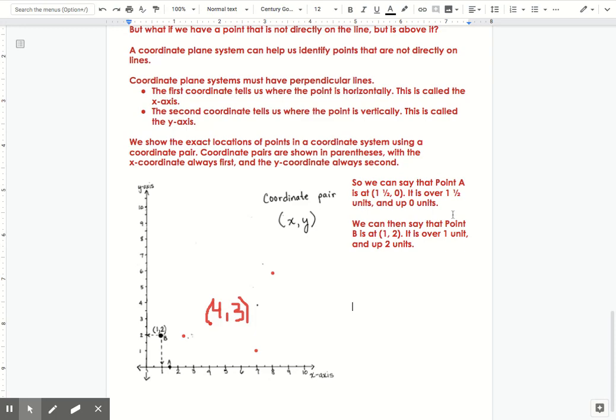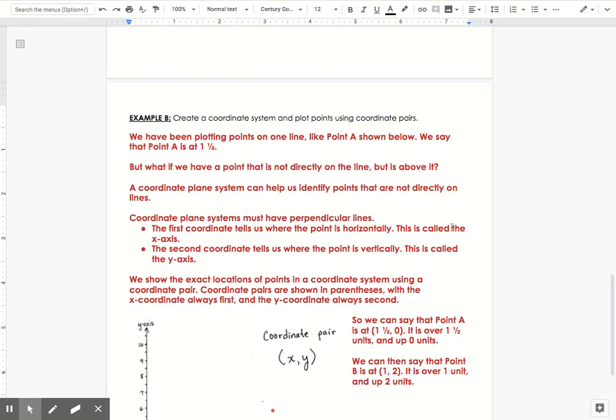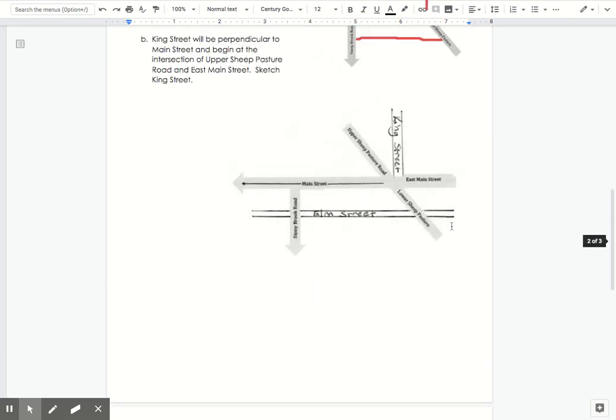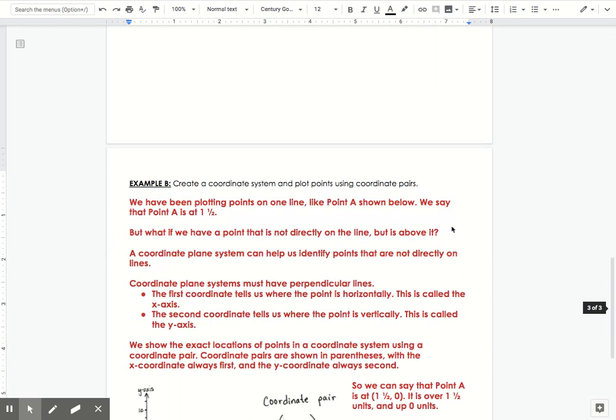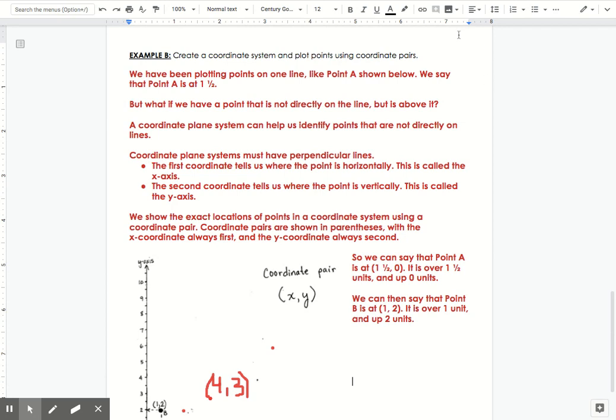Again, I know this is a lot of new information, but read through these examples that I posted and do the reteach and see if you can understand this on your own. If not, please join us in Zoom and we'll go over exactly how to do this, okay?